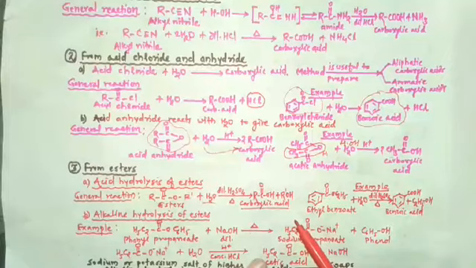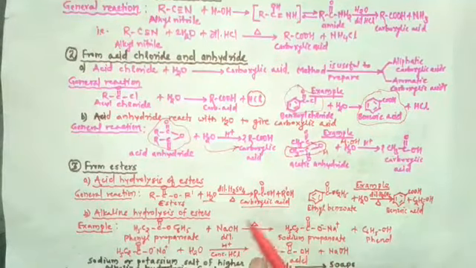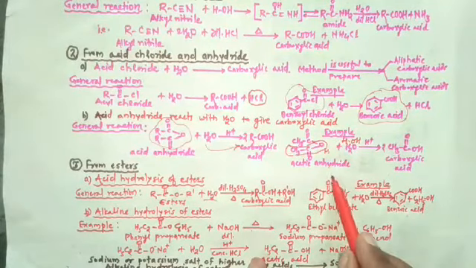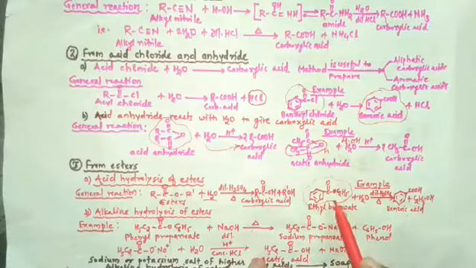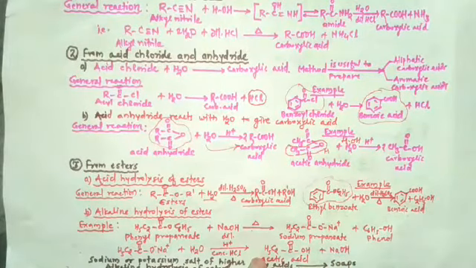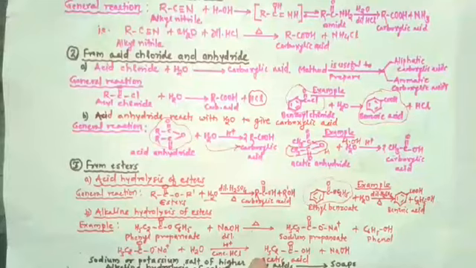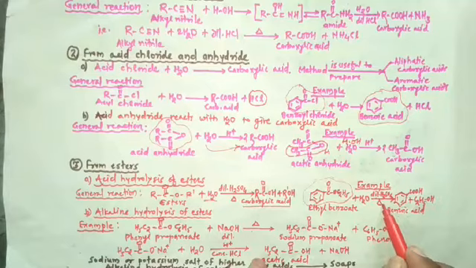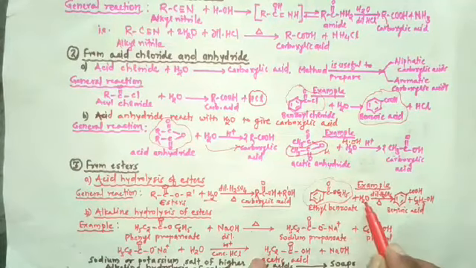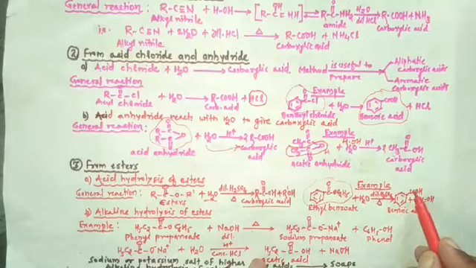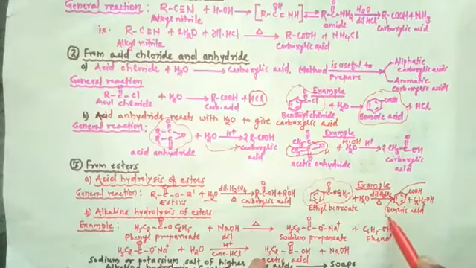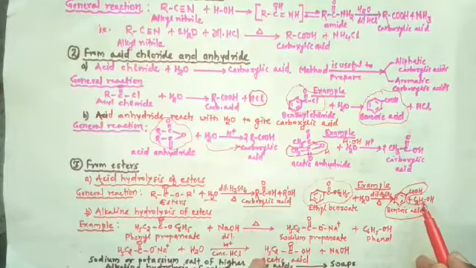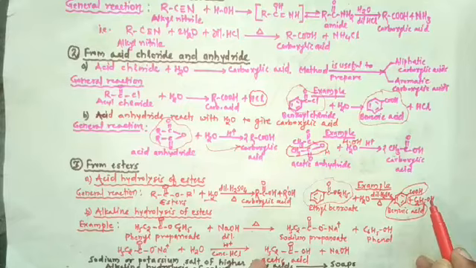Take one example here. Here we are taking the ester, and that ester is ethyl benzoate. So the name of this ester is ethyl benzoate. When ethyl benzoate is hydrolyzed by using dilute H2SO4, it undergoes hydrolysis and produces carboxylic acid, and that carboxylic acid is benzoic acid. The byproduct formed is ethyl alcohol, that is C2H5OH.